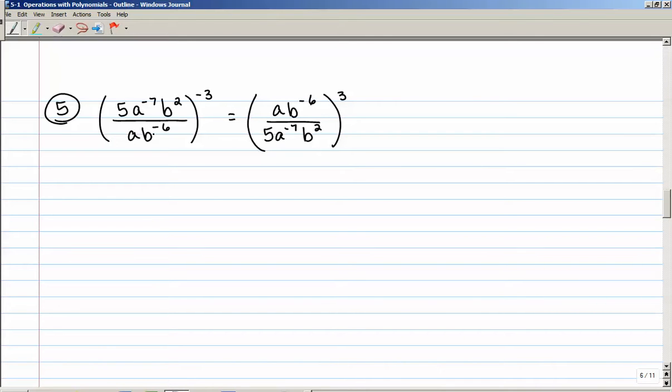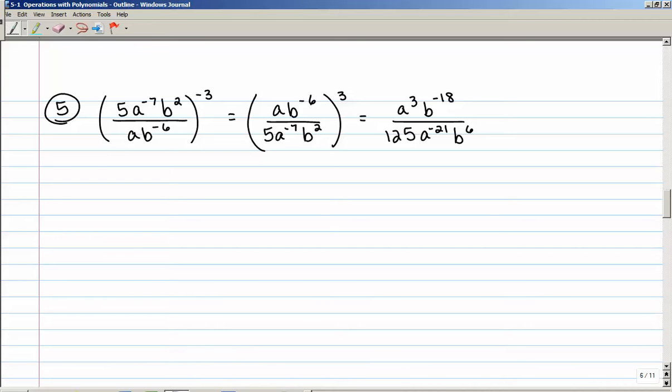I did not change any of my exponents inside. I kept my negative 6, I kept my negative 7, those all stayed the same. The only exponent that changed was the negative 3 out here, and that's because I flipped this fraction. Now I'm going to take this 3 and apply the 3 exponent out here and apply it to everything inside. So that's going to give me a to the third, b to the negative 18th, I'll deal with that in a minute, over 5 to the third is 125, a to the negative 27, b to the 6th.